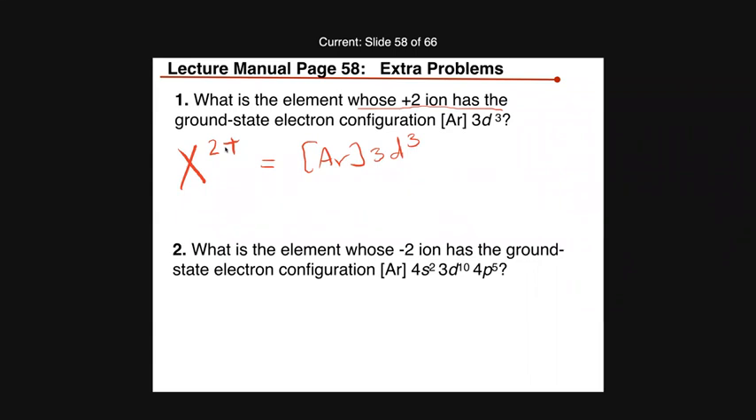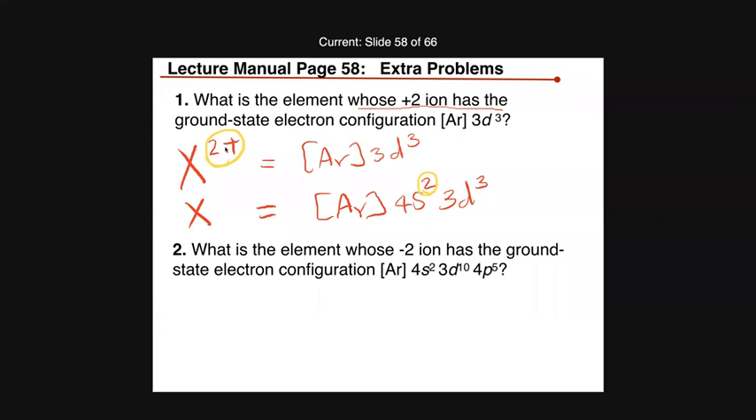Therefore, in this case, the neutral element of X would contain Ar 4s2 and 3d3, right? Because when you lose 2 electrons to become a 2+ charge, you lose from the highest n value, which is 4s first, because if you look at the periodic table, 4s comes before 3d. So in this case, you end up losing 4s first.